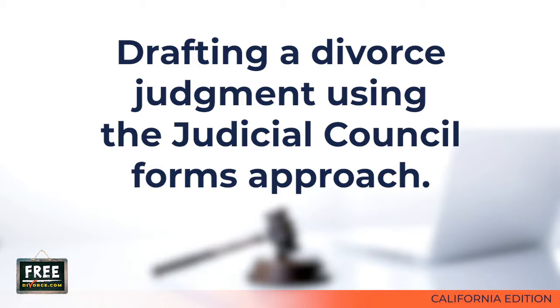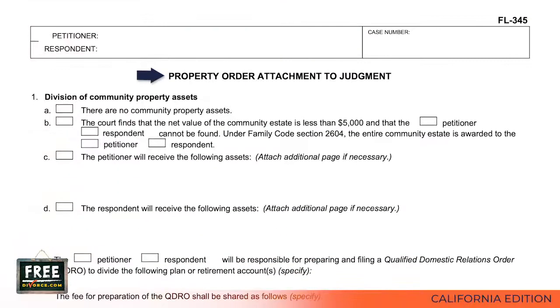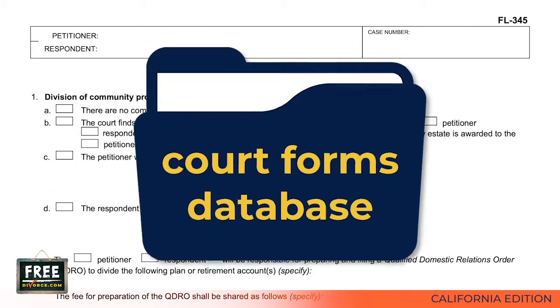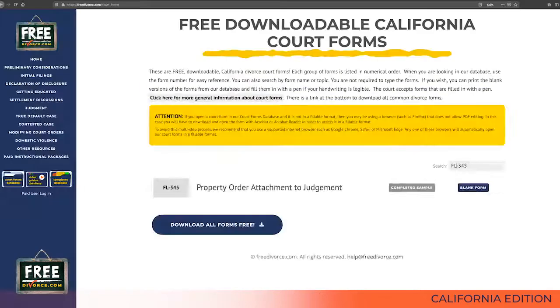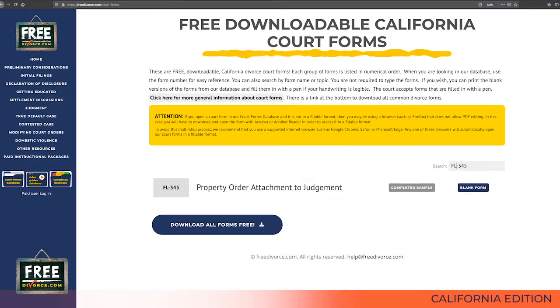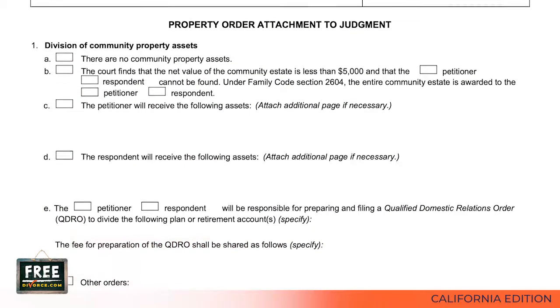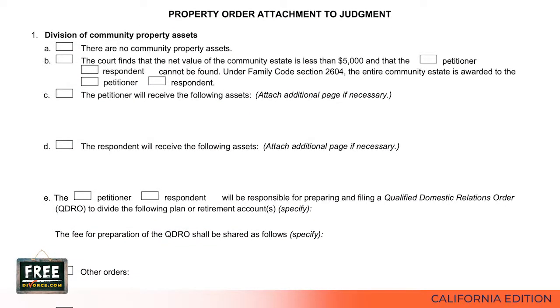Christina, which Judicial Council form will I use to set forth the agreement I reached with my spouse regarding the division of our assets and debts? The form you will use is called Property Order Attachment to Judgment, or FL-345. In our court forms database, you can find both an example of a completed FL-345 and a blank FL-345 form that you can fill out and print. This is a 2-page form. You go through the form, check the appropriate boxes, fill in the appropriate information.